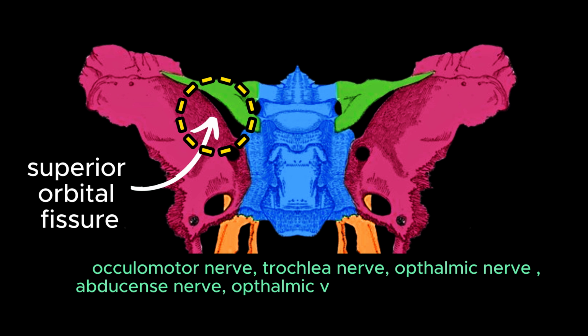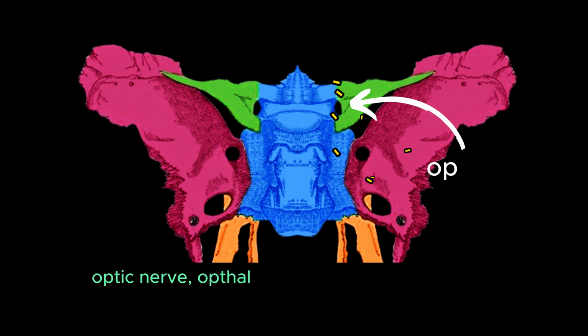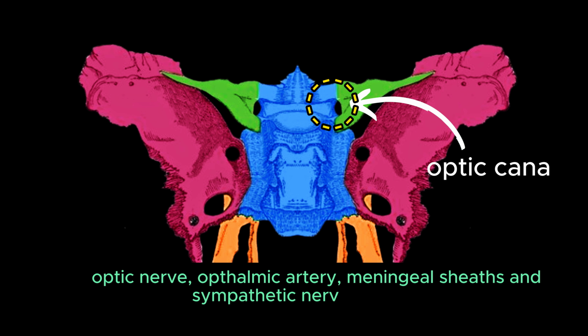It allows the passageway of the oculomotor nerve, trochlear nerve, ophthalmic nerve, abducens nerve, ophthalmic veins, and sympathetic fibers from the cavernous plexus. There is also the presence of the optic canal in the sphenoid bone, where the optic nerve, ophthalmic artery, meningeal sheaths, and sympathetic nerve fibers pass.